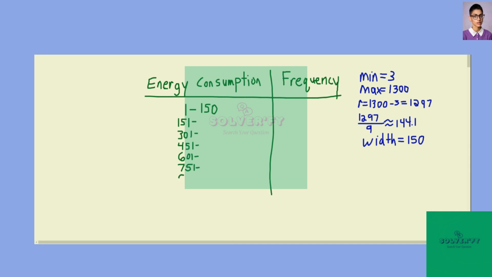$751, $901, $1,051, and $1,201. Now we can add 150 on the right side, or we can just compare what the number before the next starting point would be.